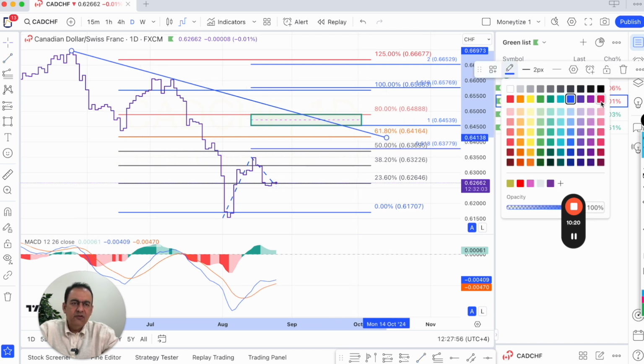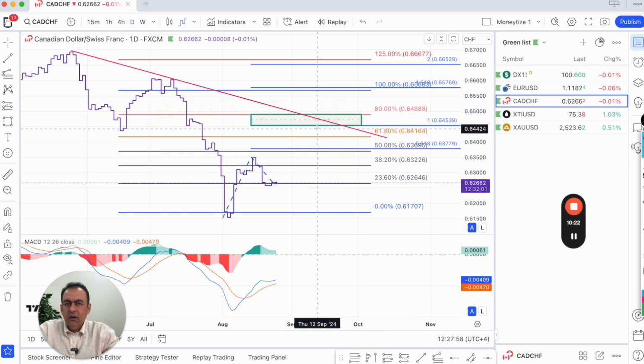Since it's a falling trend line resistance, I'll mark it with red. So we get the confluence here. It is the overlap of the falling trend line and the magnet zone here: the fib extension 100% and fib retracement 80% of the previous downward trend.